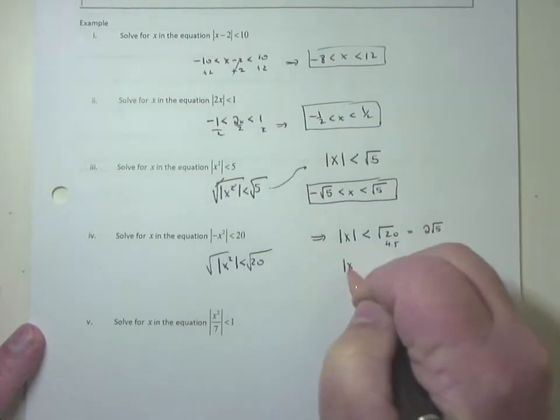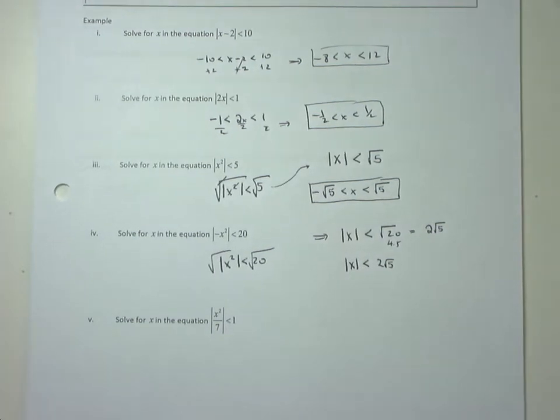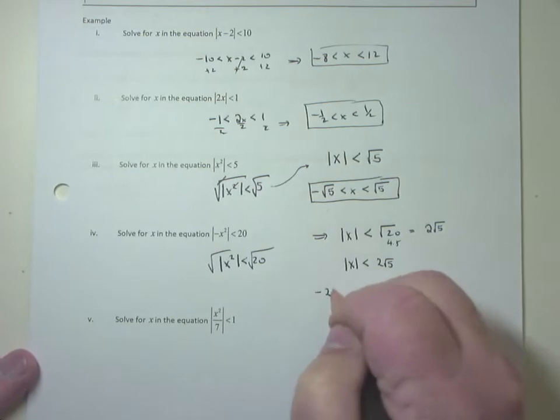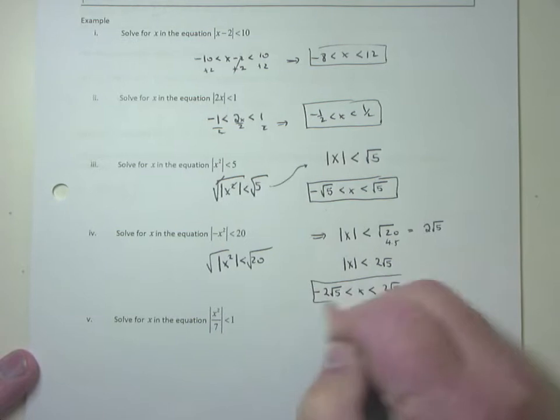So you got the absolute value of x is less than 2 square roots of 5, and then you apply your double-sided inequality to get rid of the absolute value. So negative 2 square root of 5 is less than x, which is less than 2 square root of 5, and there's your solution.